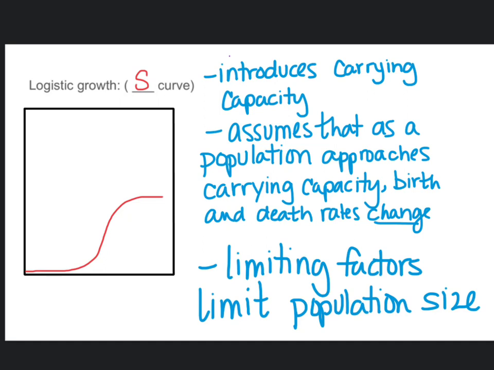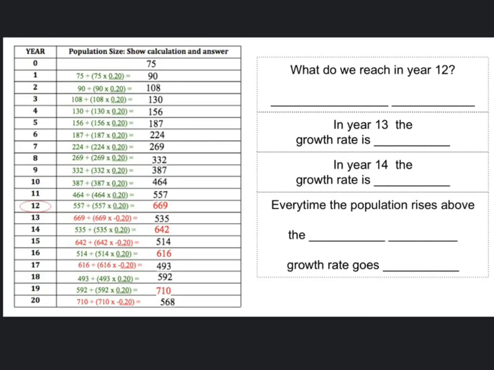Okay, so let's go back to our bunnies, shall we? We said that the carrying capacity for our bunnies was 600. I'm sorry, I mean Eastern cottontails. And if we look up through year 11, all is well. We are under carrying capacity. But then in year 13, something happens. We are over carrying capacity for this population. So what do we reach in year 12? Well, we reach the carrying capacity.